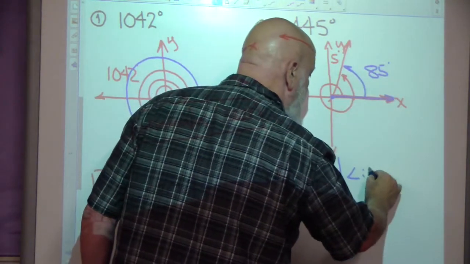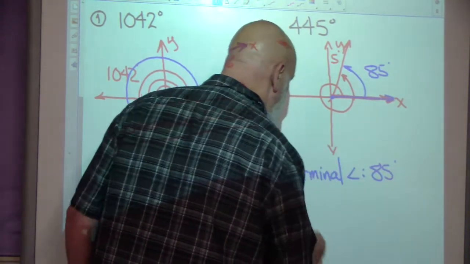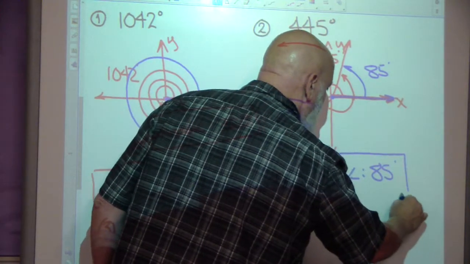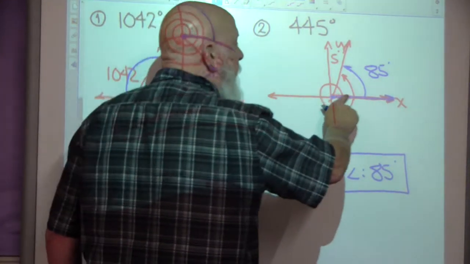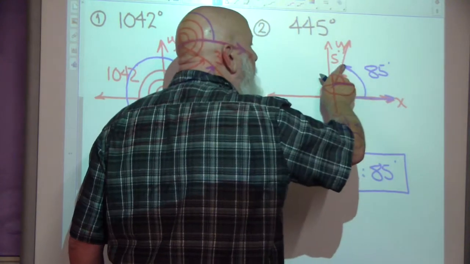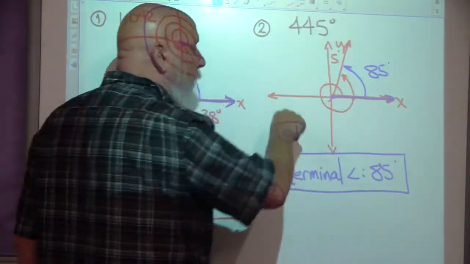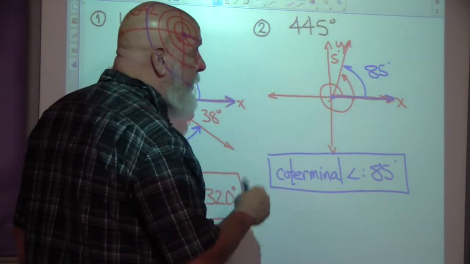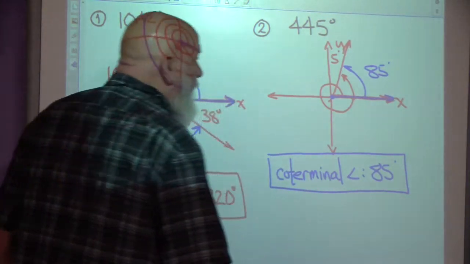(85 degrees). An angle that has the same initial side and the same terminal side, but doesn't necessarily rotate as many times or in the same direction, because we can rotate negatively as well.